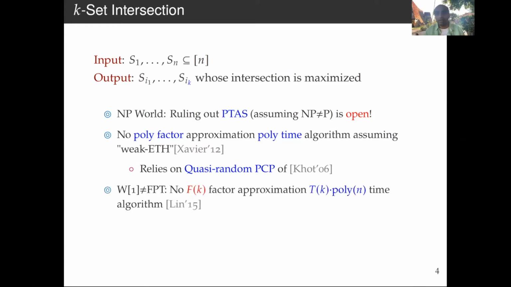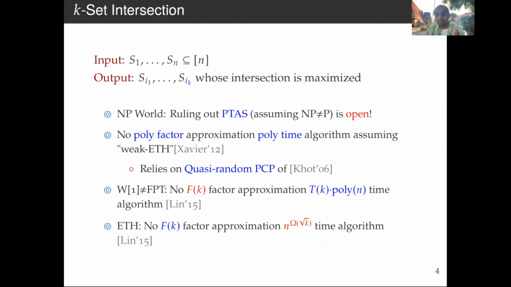What about in the FPT setting, the parameterized complexity setting? Bingkai Lin, in a breakthrough work, showed that no algorithm running in FPT time, which is T(k) poly(n) time for some computable function T, can even approximate the k-set intersection problem to an f(k) factor for any computable function f. So this is a very strong result, and it came out of nowhere, essentially. And in fact, in the same work, he showed that assuming the stronger exponential time hypothesis, there is no f(k) factor approximation algorithm running in time n to the omega of square root k. Notice that one can solve the k-set intersection problem exactly in time n to the k by just going over all k-tuples, n to the k plus 1.